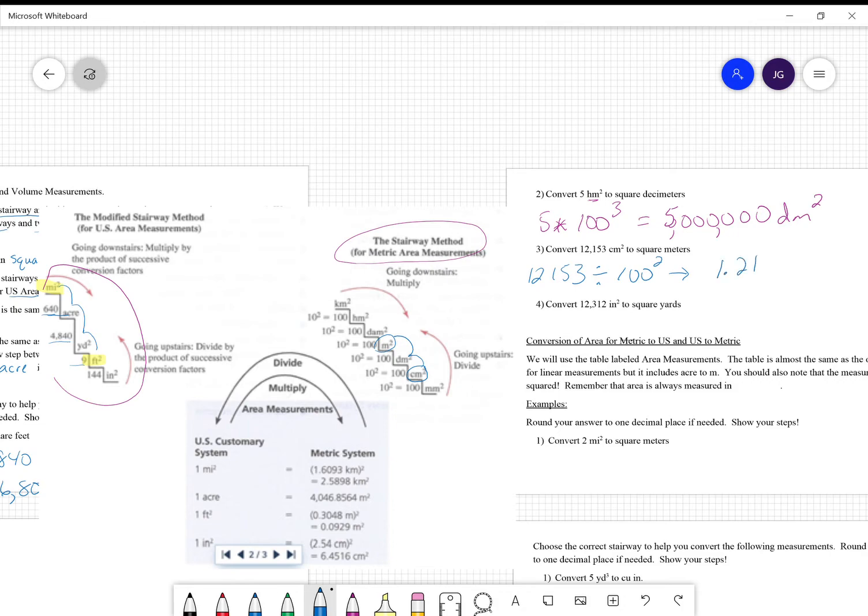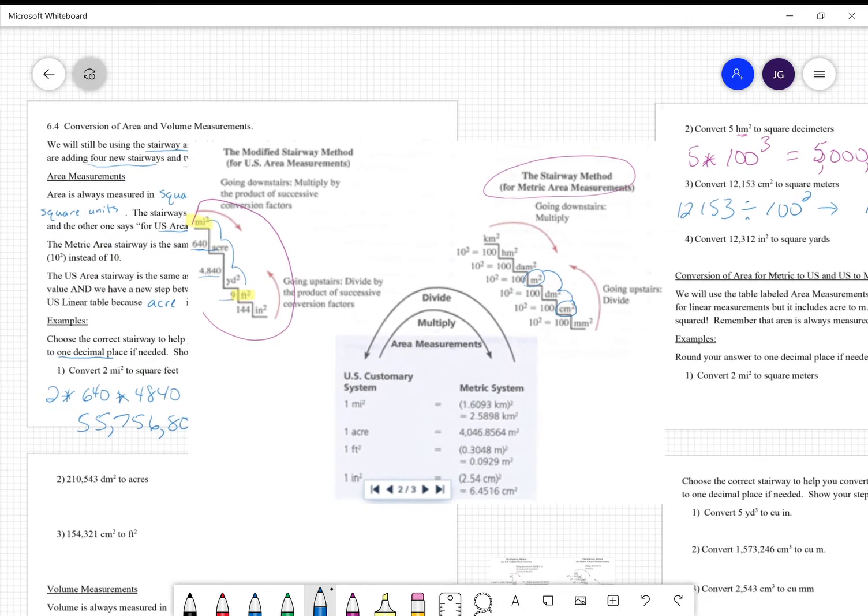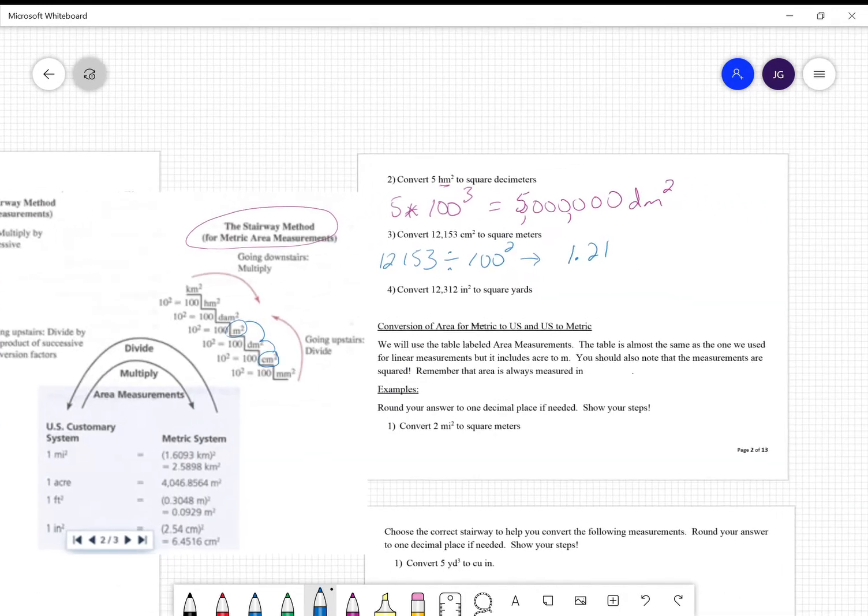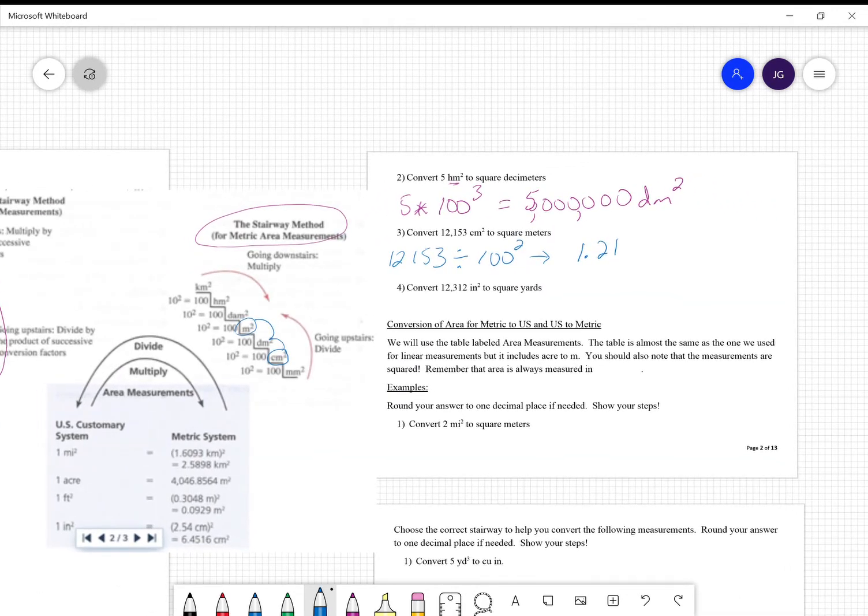That is 1.2153. What were our rounding instructions? One place? Yep, one place. So if I round it to one decimal place, that's 1.2 square meters.